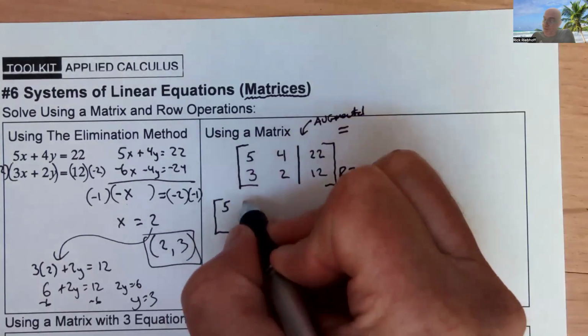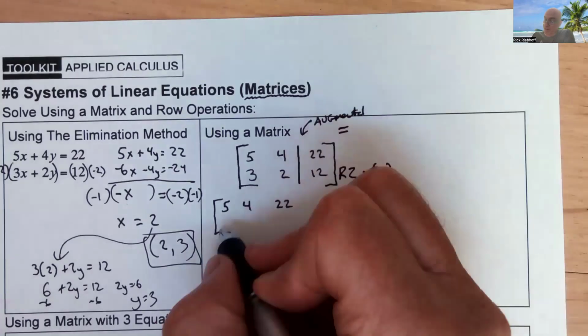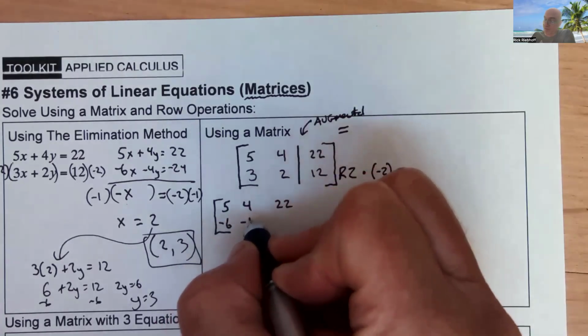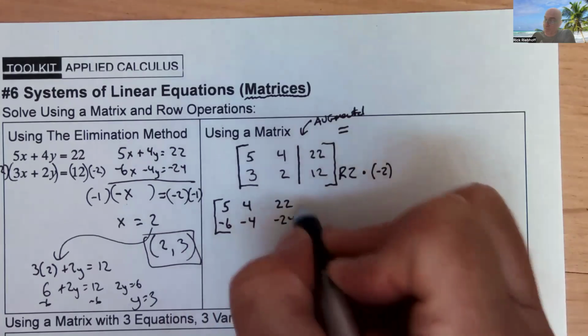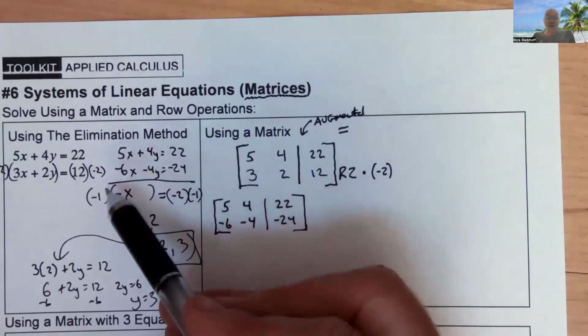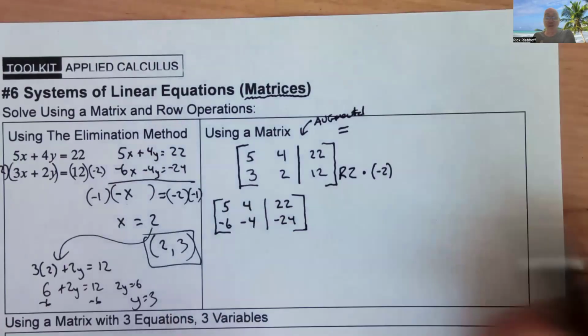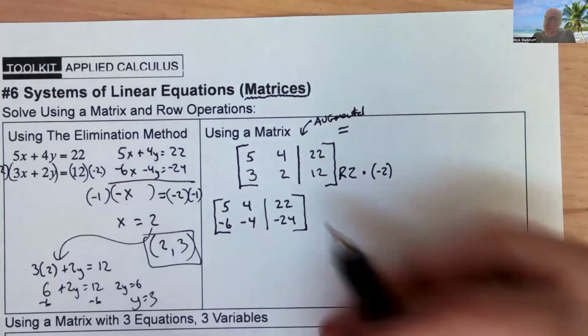I didn't do anything to the first row, so it's just going to stay there. But the second row, I'm multiplying by -2. -6, -4, -24. Cool. Does that look familiar? Yeah, that's exactly what I did here. Notice it's exactly the same, except these are my X's, these are my Y's, and I'm not rewriting them. Okay, it's kind of nice not having to write those all the time.